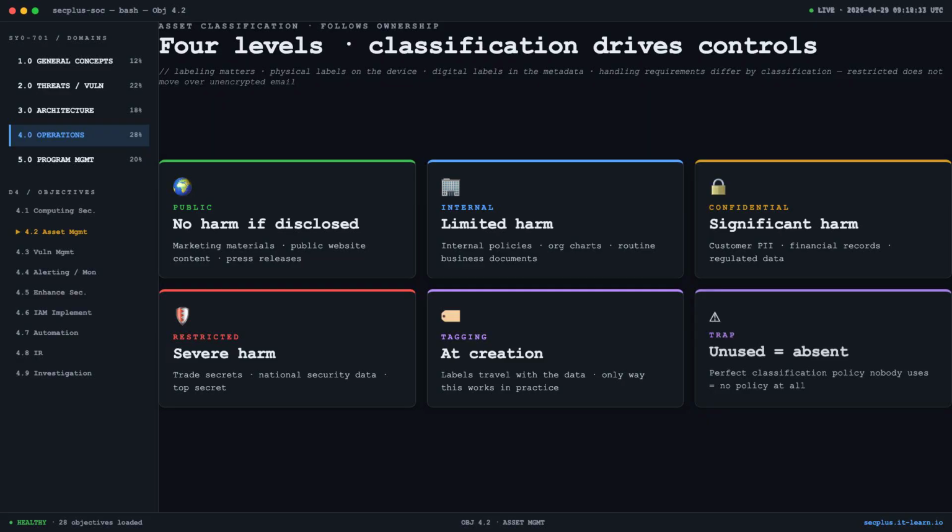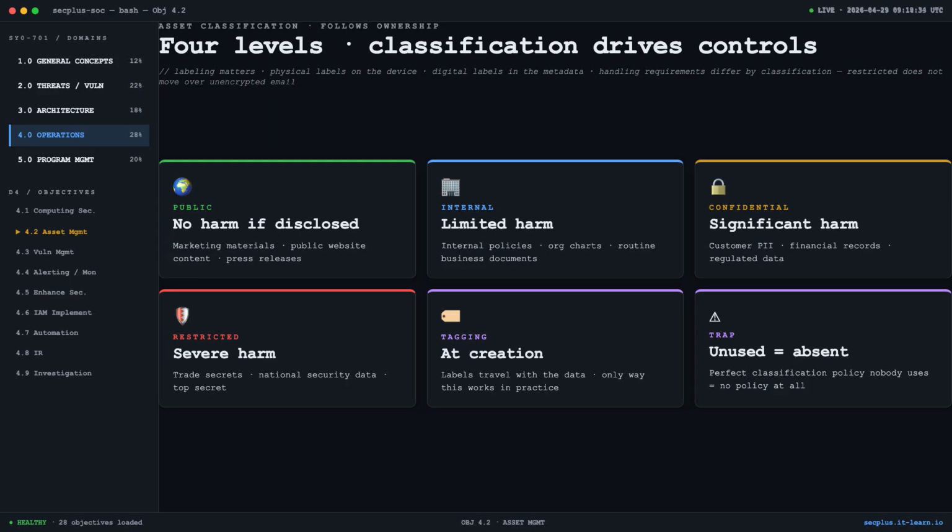And here is where most teams trip. The classification has to actually be applied, and the user has to actually know what classification their data is. A perfect classification policy that nobody uses is the same as no classification policy.